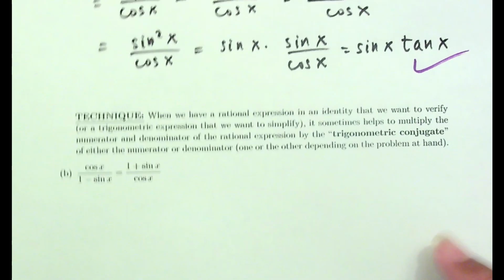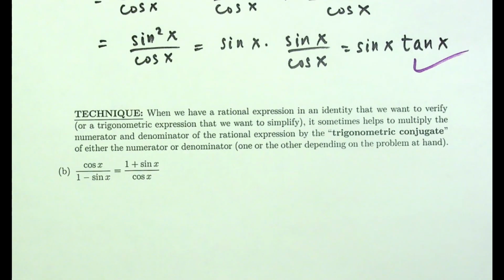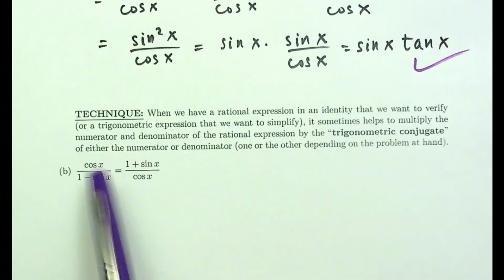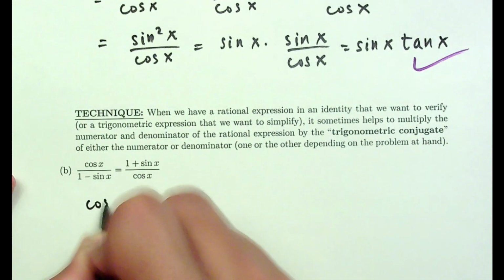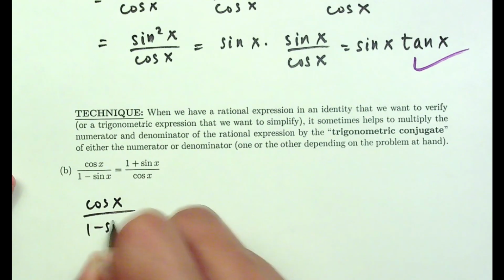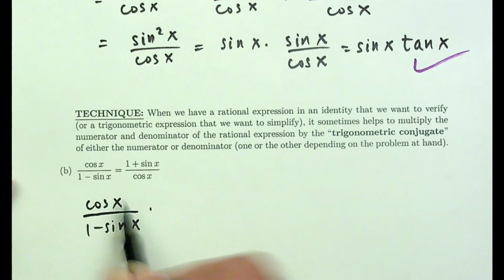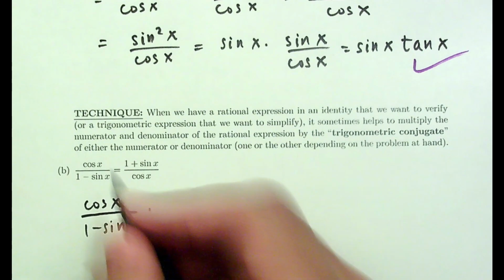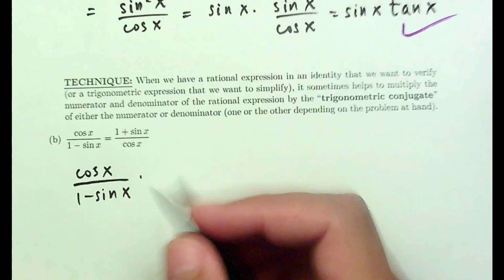Because that's for simplifying, a similar trick holds here. If you have a trig rational expression like this, one thing that works is to multiply by the trigonometric conjugate. So let's do it here. I have cosine of x over 1 minus sine of x. There's really nothing that we could do right now to simplify this except this trick.